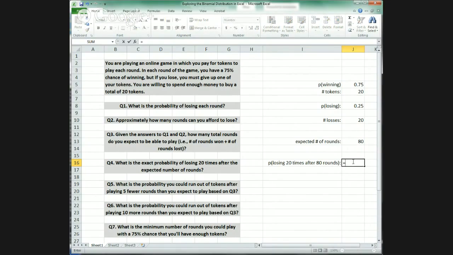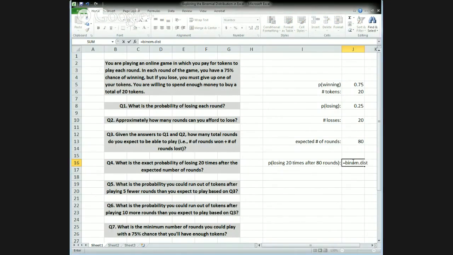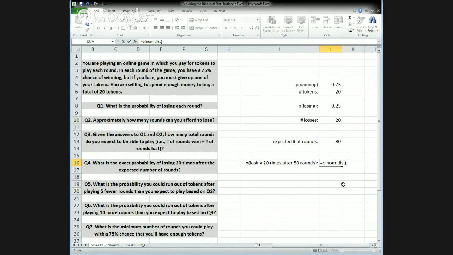So we're just going to do equals binom.dist, which is our binomial distribution function in Excel. And then it tells us exactly what it wants. It wants number S. So this is the number of losses. So we already put here for ourselves, we're losing 20 times. So we put 20 here, comma, the number of trials, which again, we've already talked about, is 80. So I'm going to pull in the 80 from right here. The probability of losing, which we already have here. So I'm going to pull it in from here, probability of losing. And then whether or not we want it to be cumulative, and yes, we do want it to be cumulative.